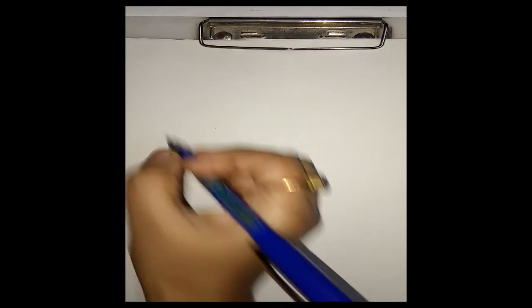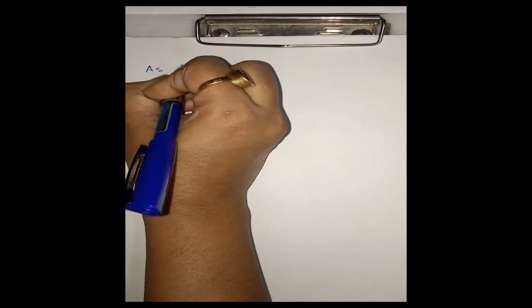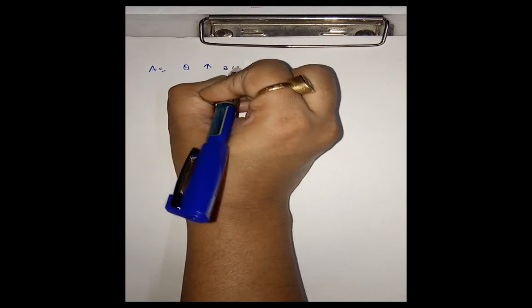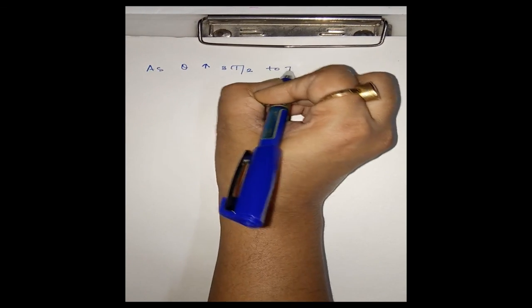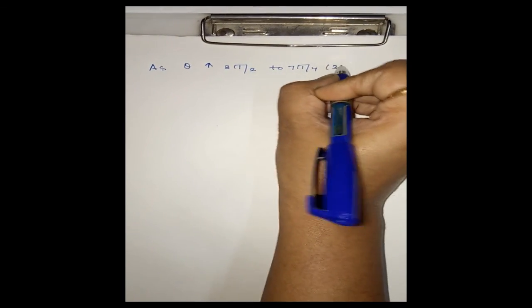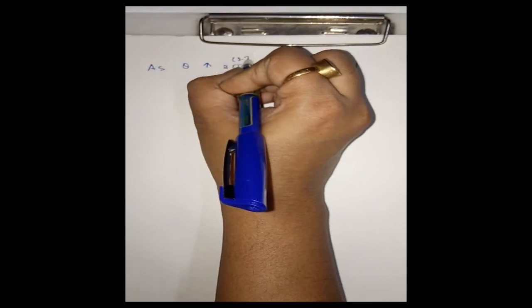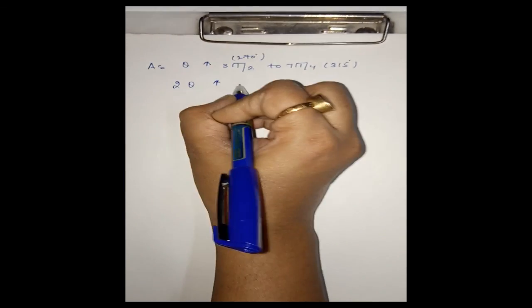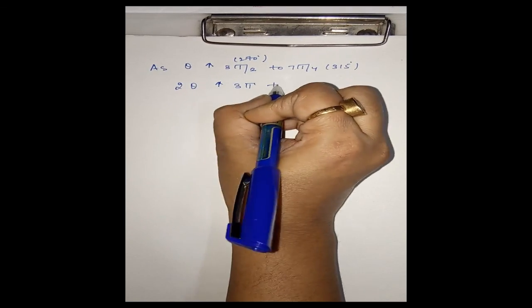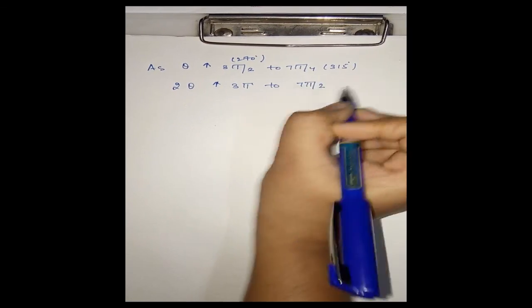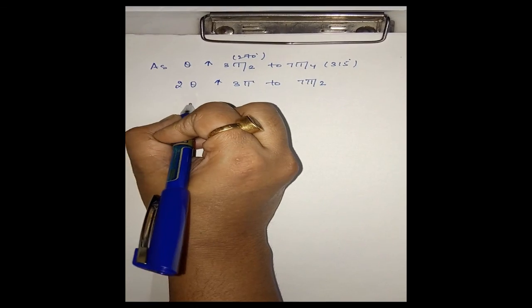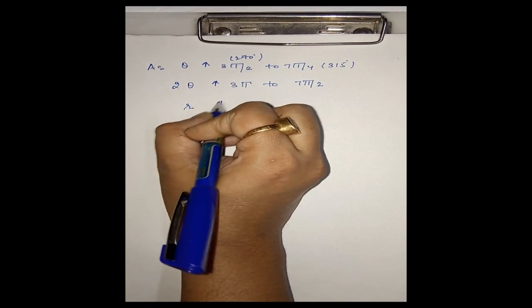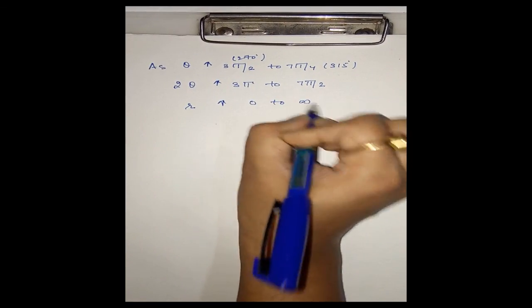Now as theta increases from 3 pi by 2 to 7 pi by 4, this is 315 degrees, and this is 270 degree. Then 2 theta will increase from 3 pi to 7 pi by 2. Then as done before, here also we can check r increases from 0 to infinity.